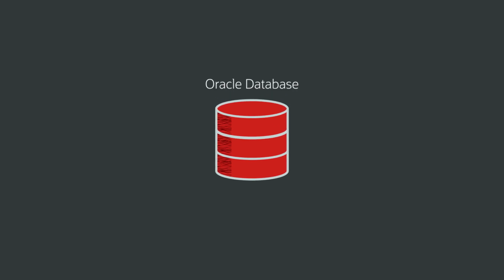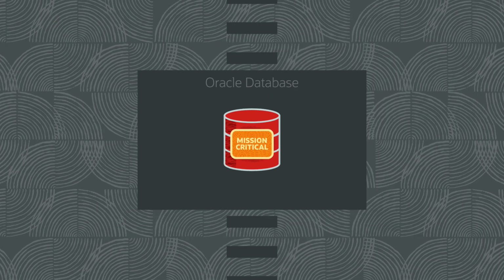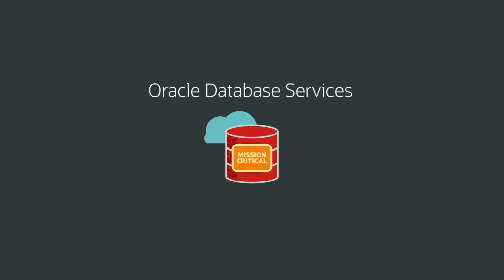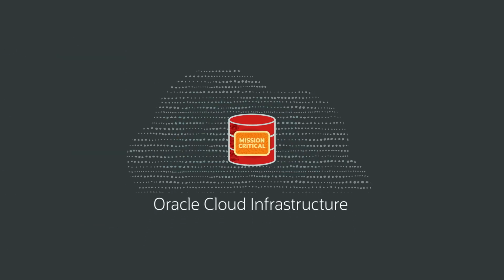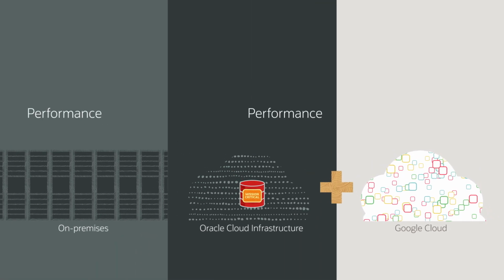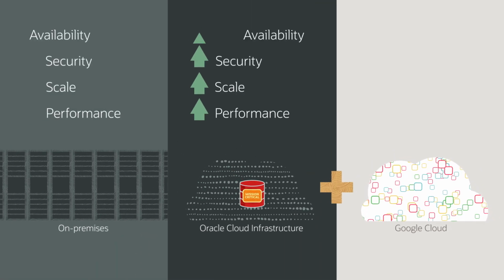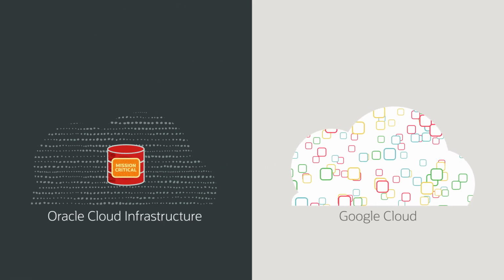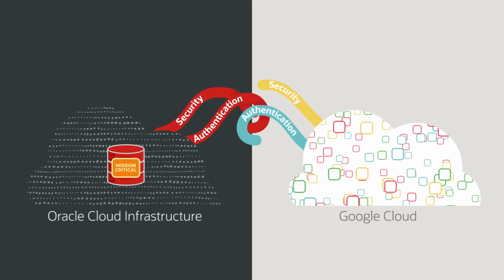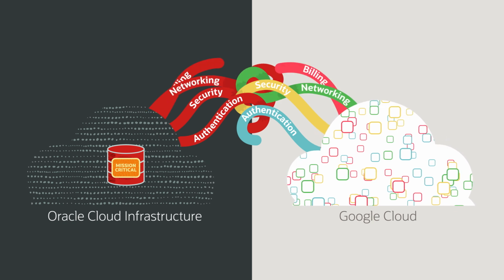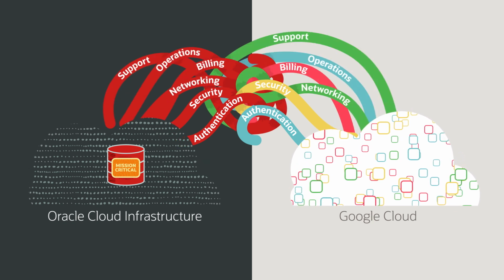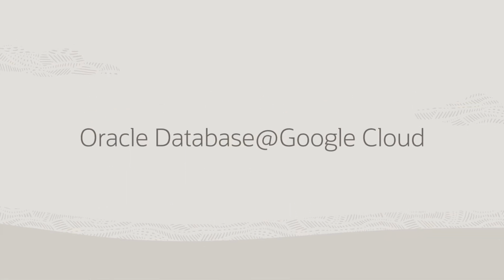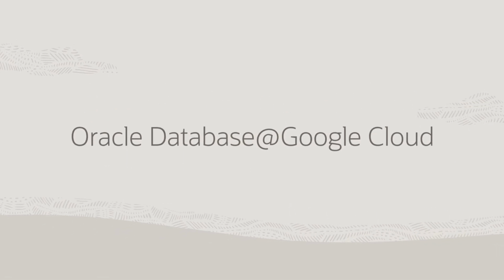You have long trusted Oracle Database to run your mission-critical workloads on-premises. But what if those workloads could run on Oracle Database Services, in Oracle Cloud Infrastructure, in Google Cloud, with better performance, scale, security, and availability than they have on-premises, and without managing two independent authentication, security, networking, billing, operations, and support systems? Now you can. Introducing Oracle Database at Google Cloud.